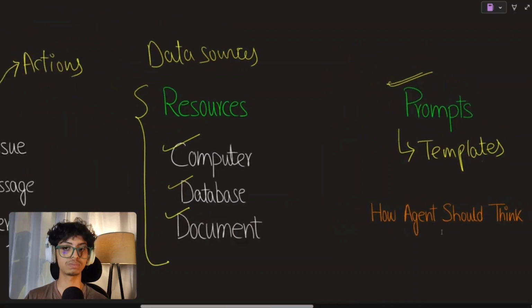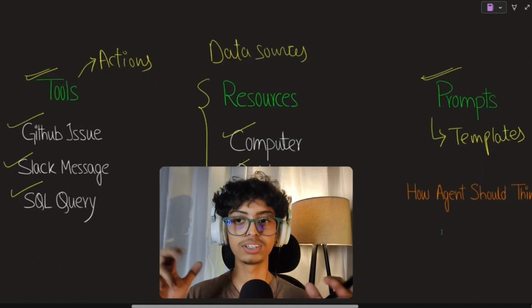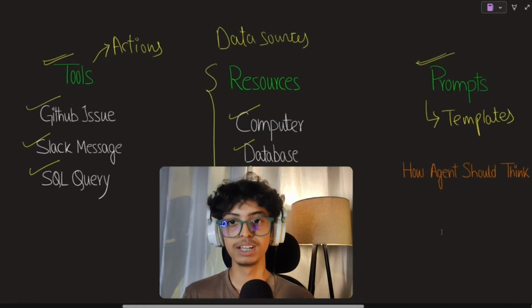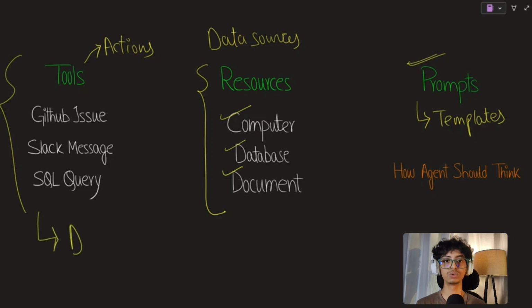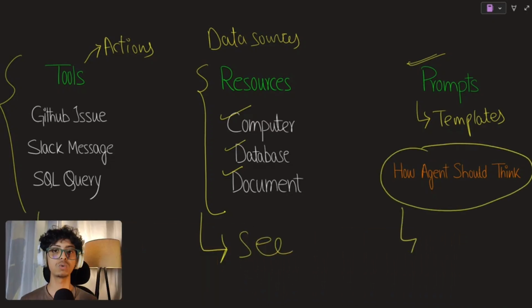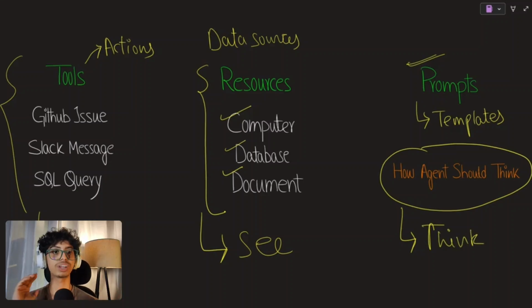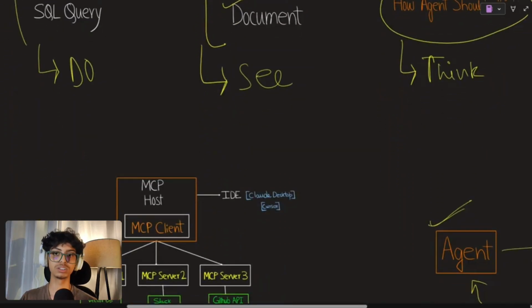host that connects. And now I'm pretty sure that you haven't understood these three. So think of it this way: tools are what your agent can do, resources are what your agent can see, prompts are how your agent should think. So, together, those three things give your AI agent everything it needs to operate in the real world. So, I hope I'm clear on this.